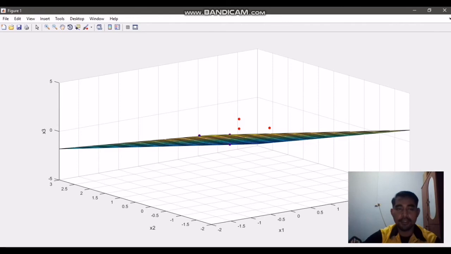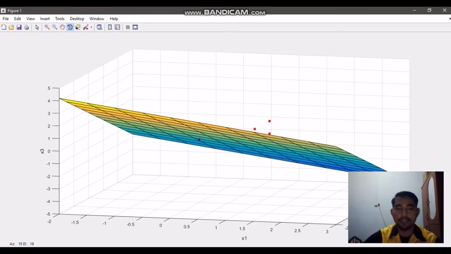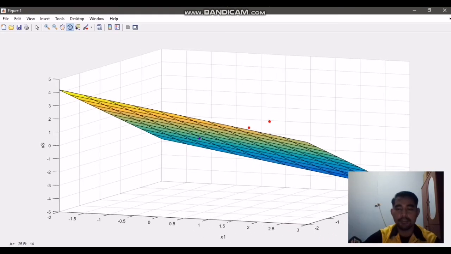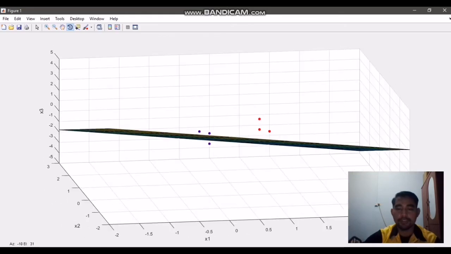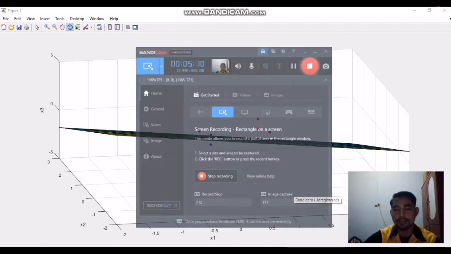And for the Adaline part, I got this value. As we can see, this is the decision boundary for the Adaline part. And that's all for the Adaline part. Thank you.